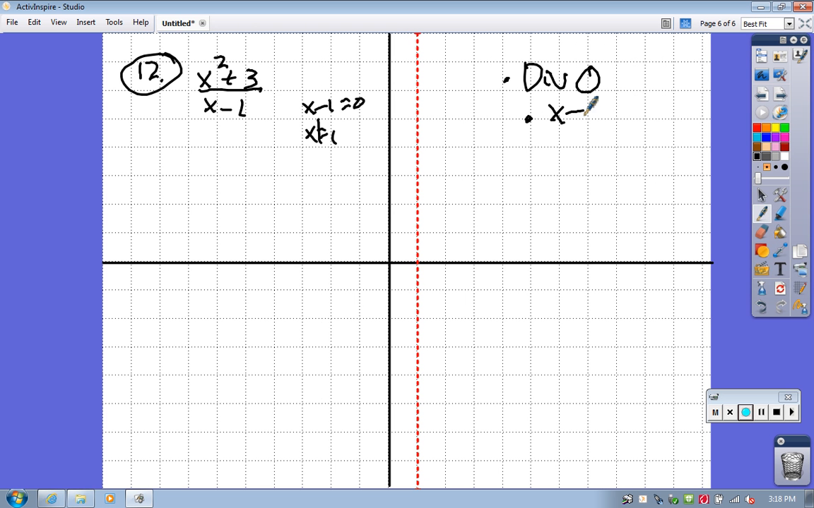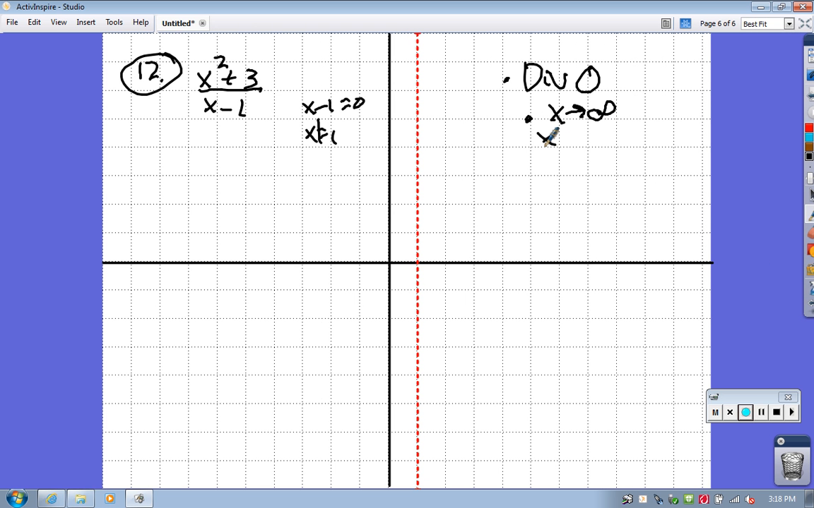My next one is what happens as x gets big, or what happens as x gets big negatively. And notice that this is a special case. This is the case where this is 1 degree more than that. So this means I'm going to have a slant asymptote. I just have to find where it is. And I'll do that by doing the division. So I'll actually do this division, the top divided by the bottom.